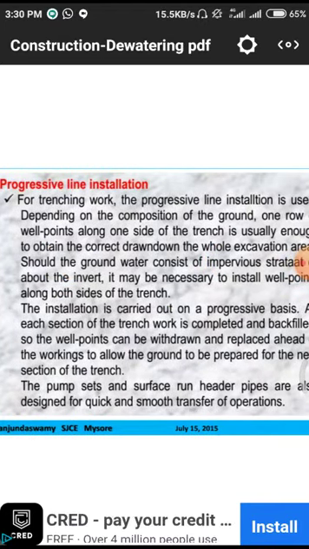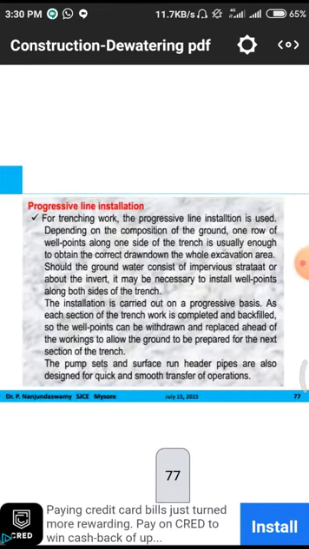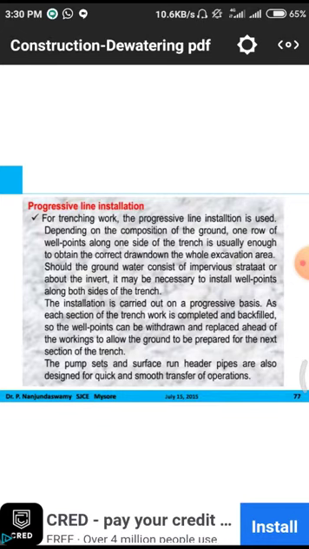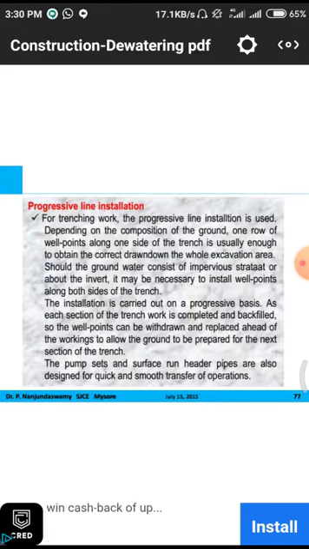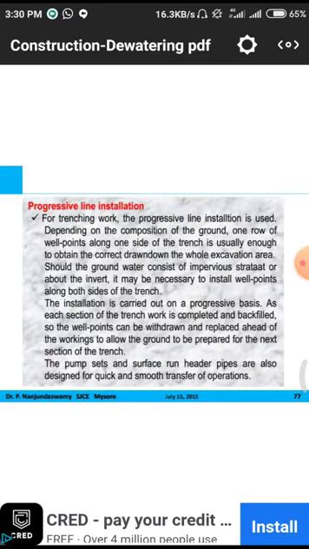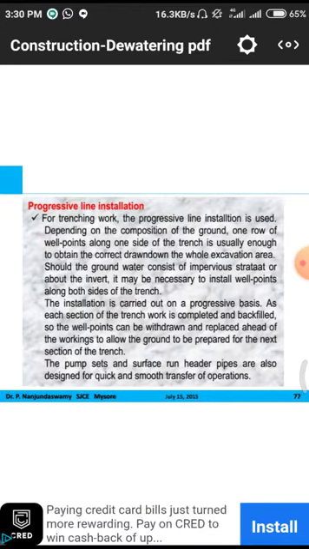What is the installation progress in the previous method? For trenching work, the progressive line installation is used depending upon the composition of the ground. One row of well points along one side of the trench is usually enough to obtain the correct drawdown for the whole excavation area.